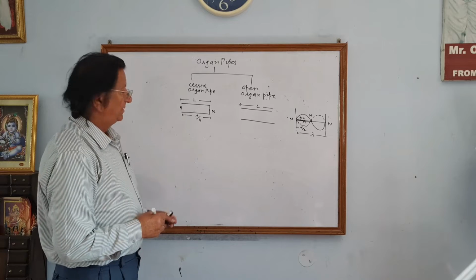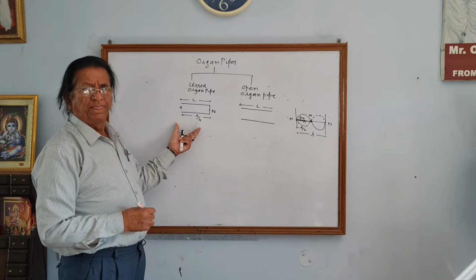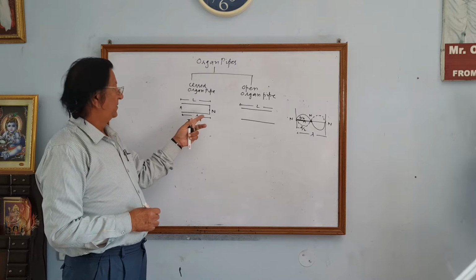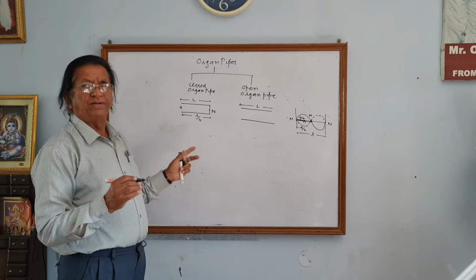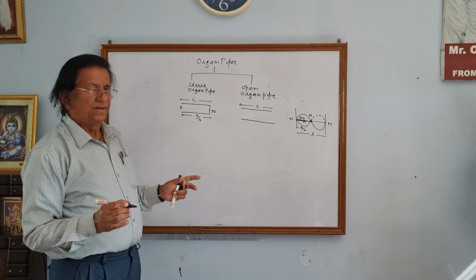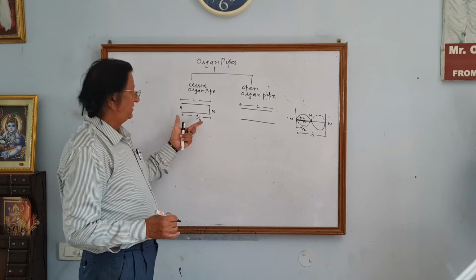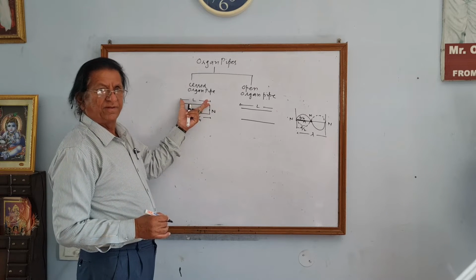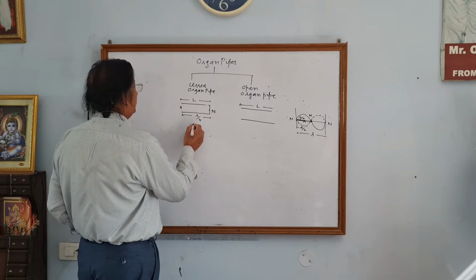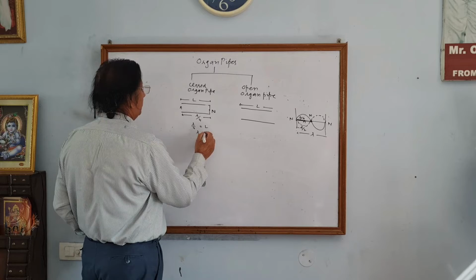Clear? So what happens in case of closed organ pipe? At the closed end, node will be found. At the open end, anti-node. And distance between anti-node and node is lambda by 4. And this is equal to the length of the organ pipe. Here is the length of the organ pipe. So lambda by 4 is equal to L, and lambda is equal to 4L.